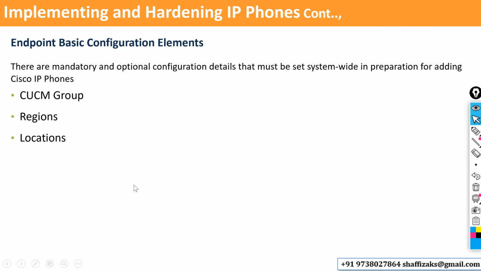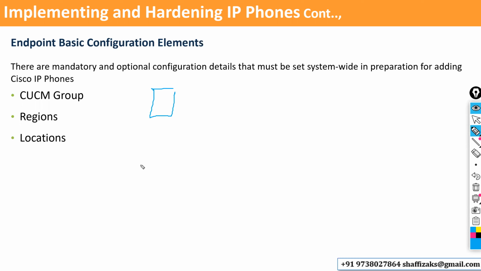Regions done. Next, locations. Location is also configured for bandwidth management. What do we use it for? Bandwidth management. Same topology: we have a headquarter and a branch office. Let me write it down to make it more visible, so you people understand.